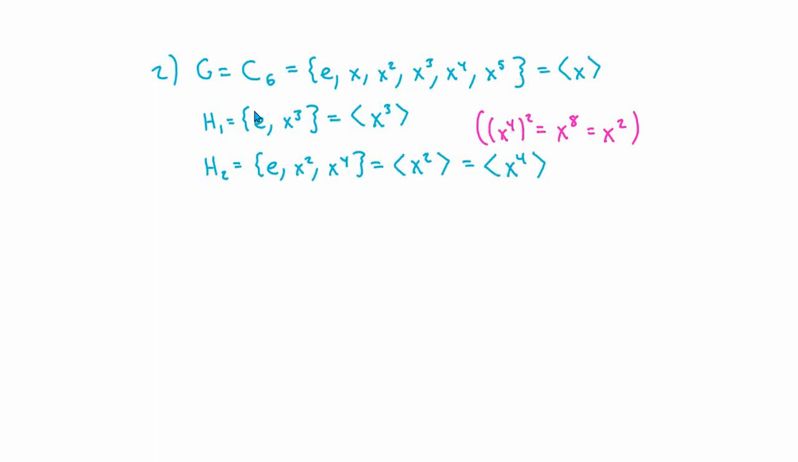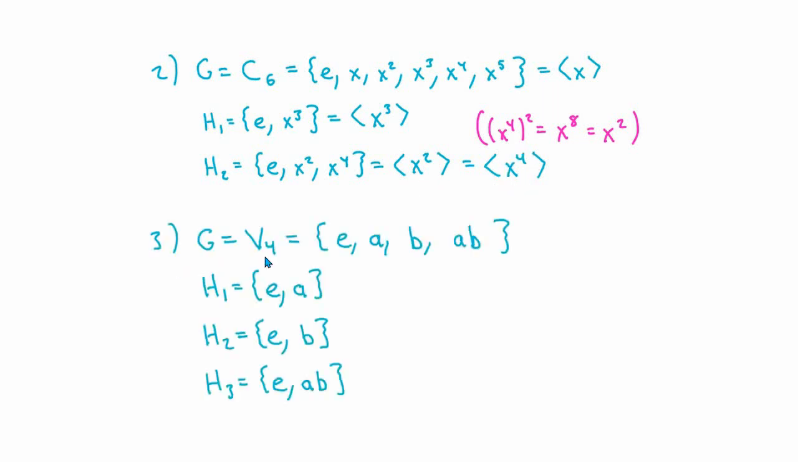So any subgroup of G which contains x to the fourth will also have to contain H2, and that shows that H2 is the cyclic subgroup generated by the element x to the fourth. Now, moving on to our third example, the Klein 4 group with the three subgroups that we identified before, it's pretty easy to see that the Klein 4 group is the subgroup generated by the elements A and B.